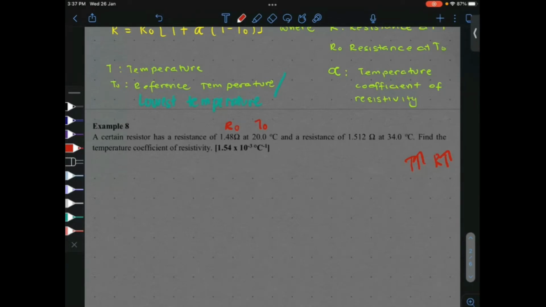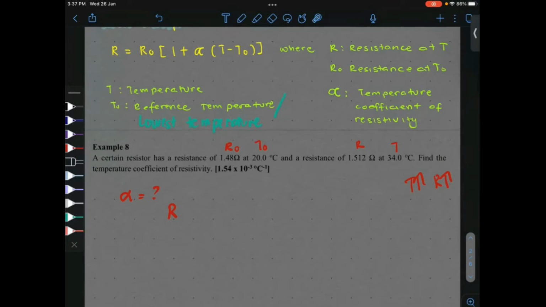Okay, and then you have second temperature kamu, ini adalah T kamu, this one becomes your R naught. The temperature coefficient of resistivity. So soalan nak alpha sekarang. Okay, so to find alpha, kita boleh guna equation yang kita baru belajar dekat atas ni, iaitu this one. You have alpha here, dalam equation ada alpha, ini yang kita nak cari.